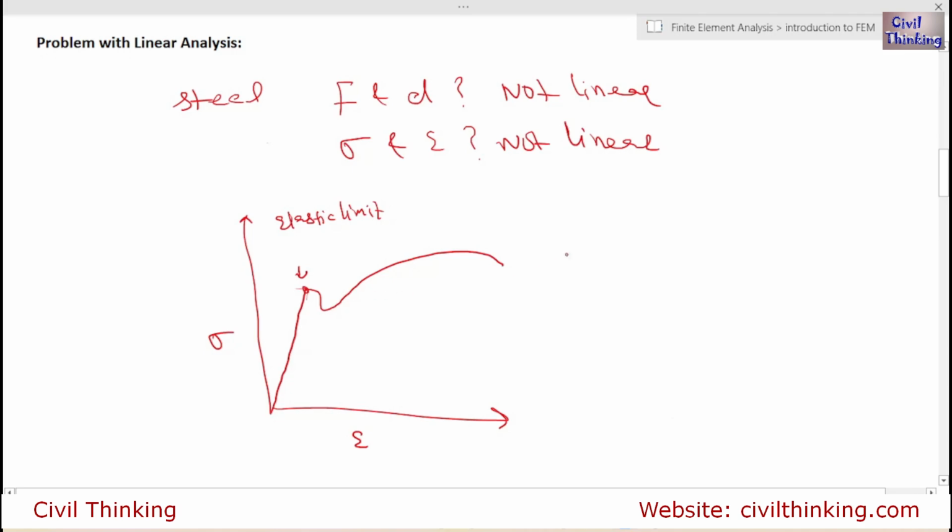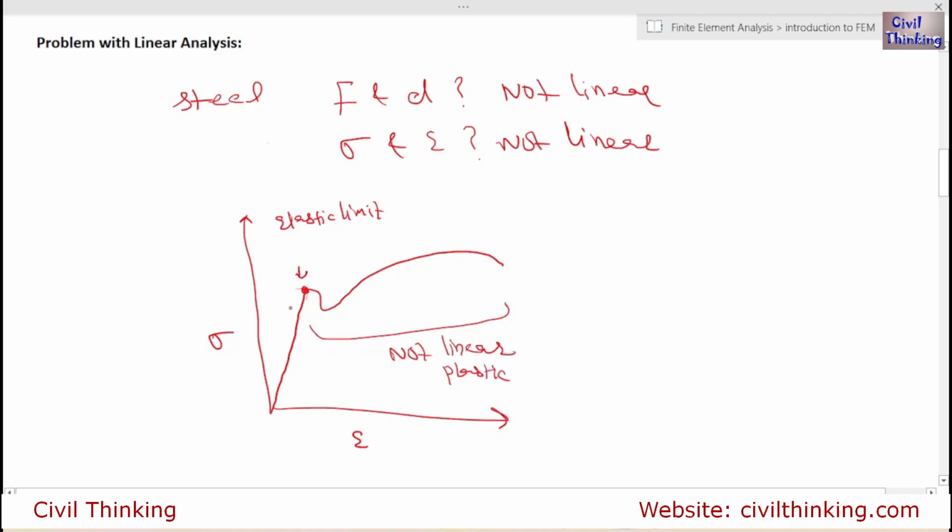So when you are analyzing a product or a structure in FEM, and the loads are only up to the elastic limit, it is fine. We can use linear static analysis. But when we increase the stress further, then it is not linear. As you can see, this is not a straight line. We call it plastic.